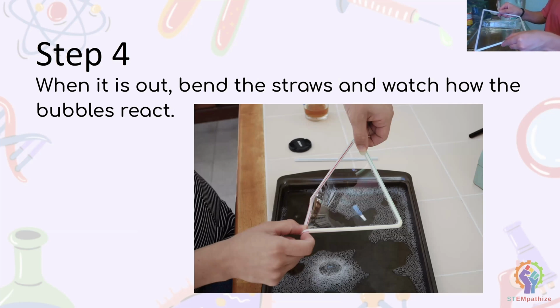A bubble, and I'm bending my straw ever so slightly. You can see how the bubble's still there, which is honestly amazing. And this is just representing the strength and the flexibility of your membranes responding to any kind of danger or things like that.